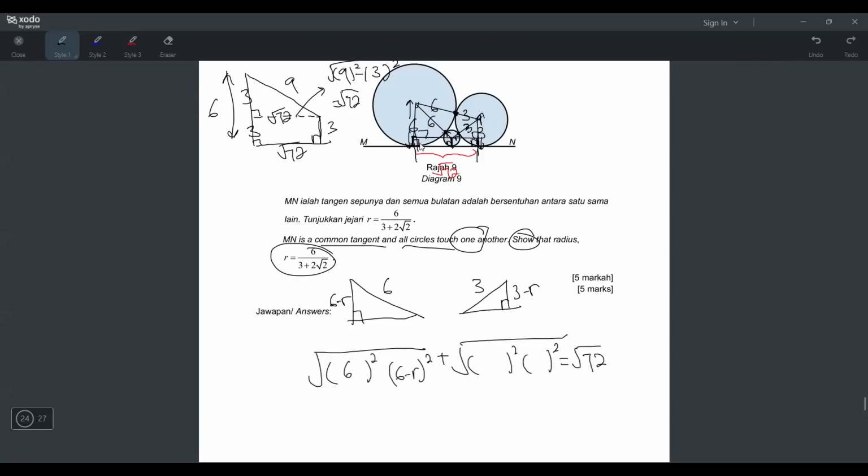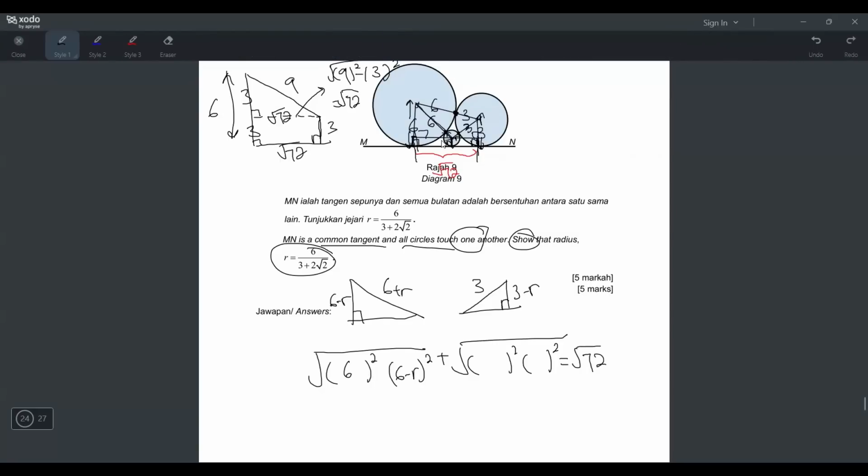Wait, salah. This is not 6 lah, bro. This one is 6 plus R. Okay, I forgot to include the tiny bit because 6 is only until here only. If you want to complete the right angle, it actually has to plus with R. So yeah, I forgot to include the tiny bit.